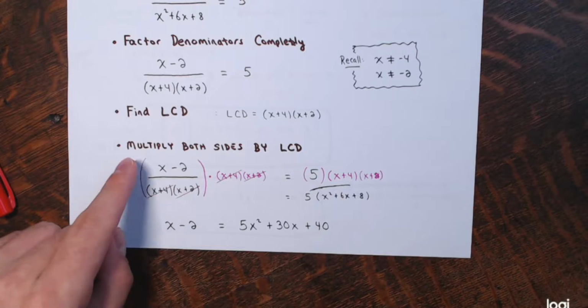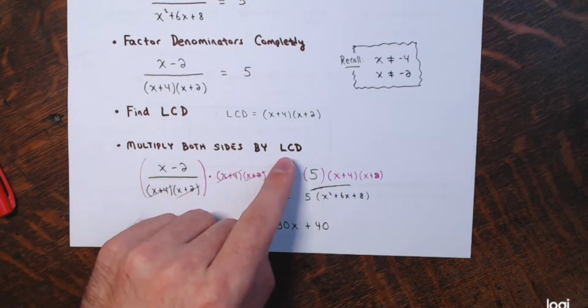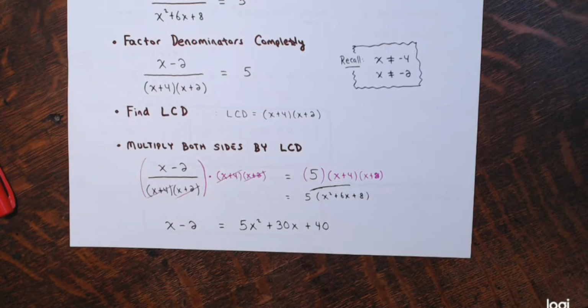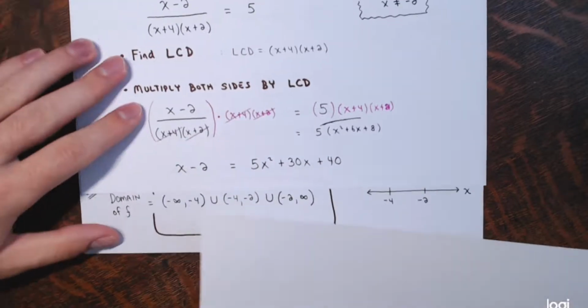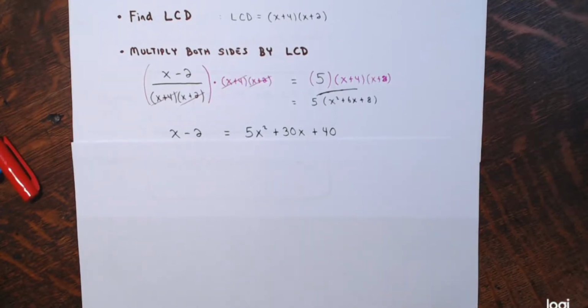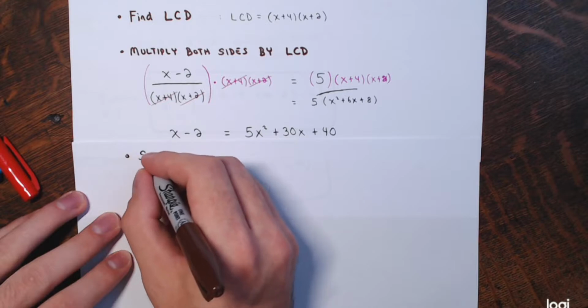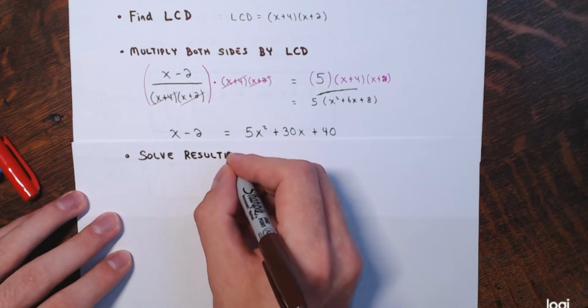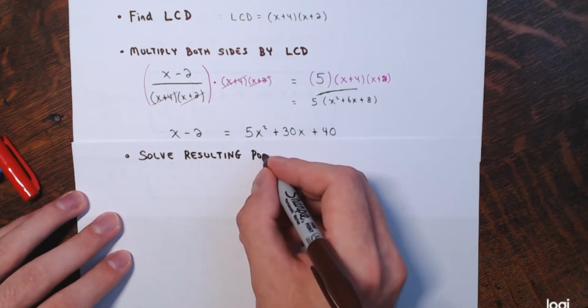So see what happens. The reason we multiply both sides by the LCD is so then I'll have, instead of a rational equation, an equation with fractions and denominators, a simple looking polynomial equation. And that's the final step: solve the resulting polynomial equation. And of course, check your answers. That should be assumed. You should do that all the time.